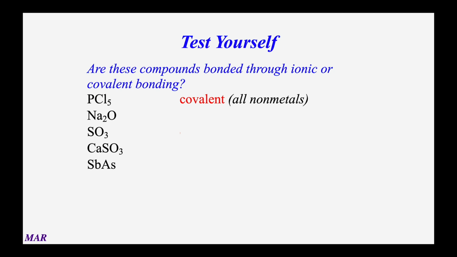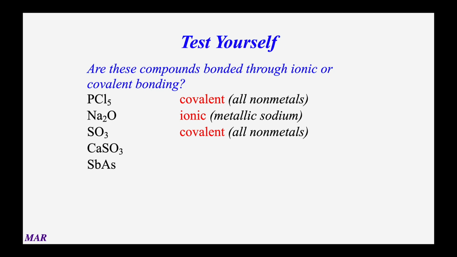The second one has a sodium and an oxygen. And if you look on the periodic table, sodium is a metal, oxygen, of course, a nonmetal. That's going to be ionic. And it's because of the metallic sodium that you've got that going on. Now, the next one has a sulfur and 3 oxygens. Sulfur and oxygen are both nonmetals, and if you have just nonmetals, that's going to be covalent.